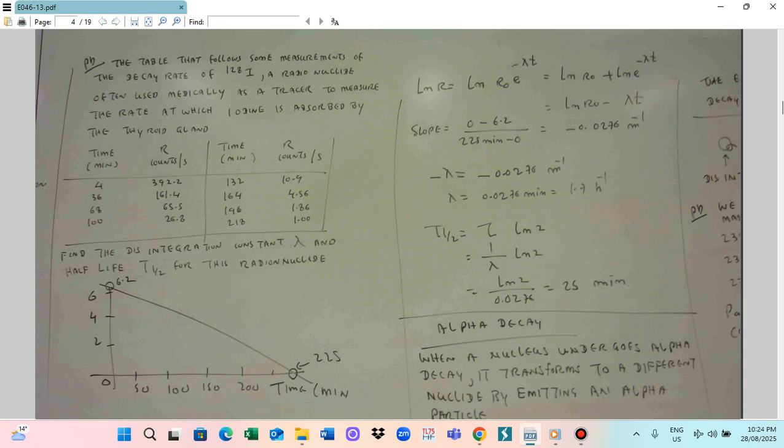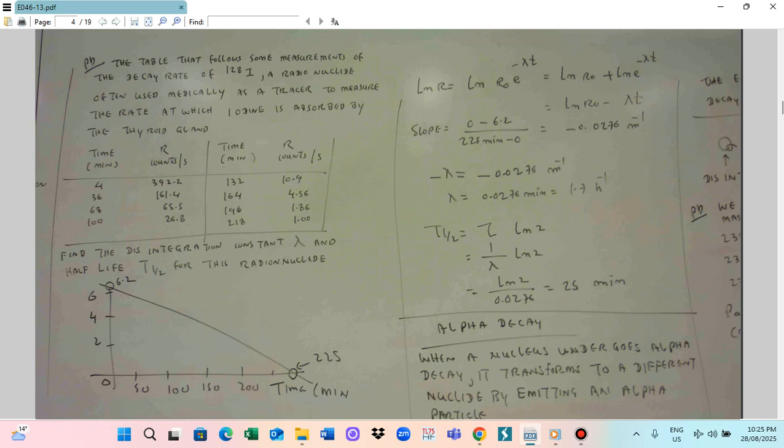This straight line graph we can measure. This one is 6.2, and this one is 225. So we can measure the slope. The slope is going down: the final point is 0, the original point is 6.2, so 0 minus 6.2, and the final point is 225 minutes, the origin point is 0. So this will be minus 0.0276 per minute.